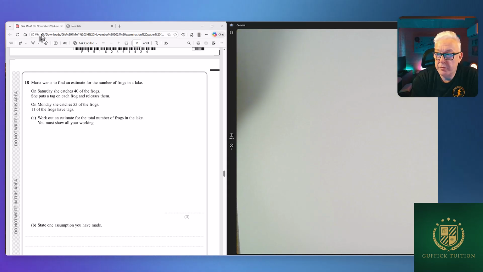Hello everyone, now we've got a really important question here. This is what we call a capture-recapture question. It says Maria wants to find an estimate for the number of frogs in a lake.